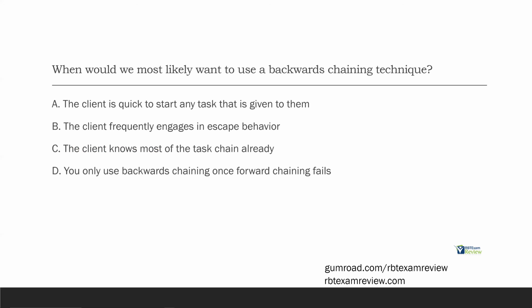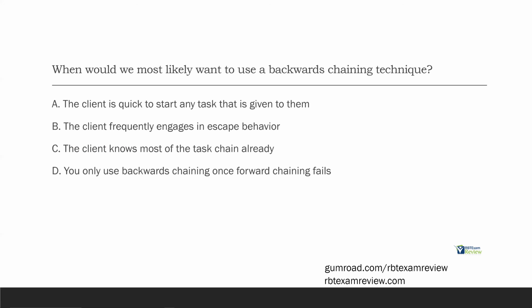Why would we use backwards chaining? Why would we reinforce the last step and prompt our client to get to that step? What reason might we have for that? A, the client is quick to start any task that is given to them. If our client immediately jumps into tasks, wouldn't it be easy to use a forward chaining technique? You could say, hey, clean the kitchen. They start immediately. Once step one is done, we give them reinforcement. They're going to contact that reinforcement very quickly. If they're quick to start a task, forward chaining is probably going to be better.